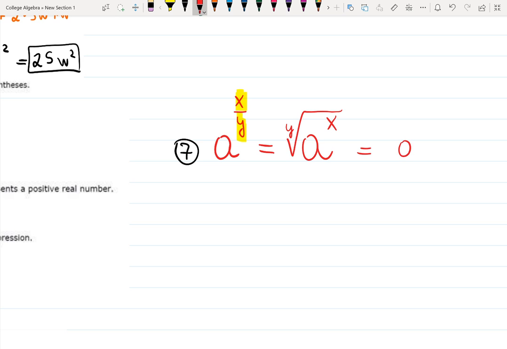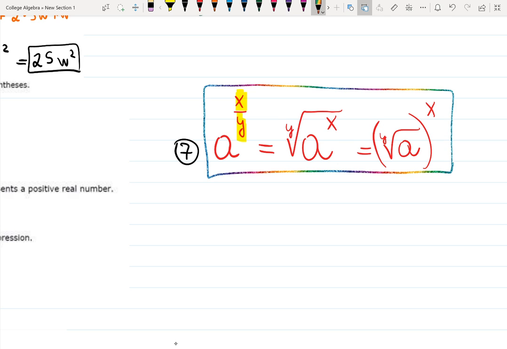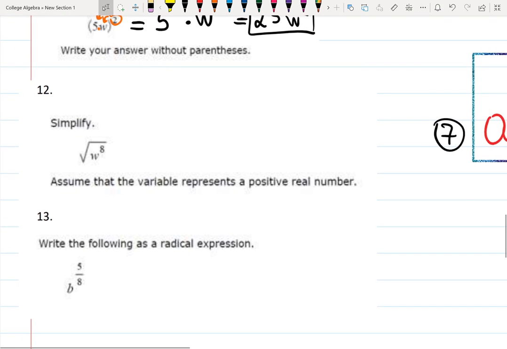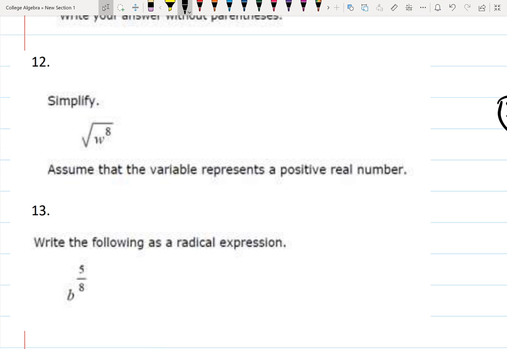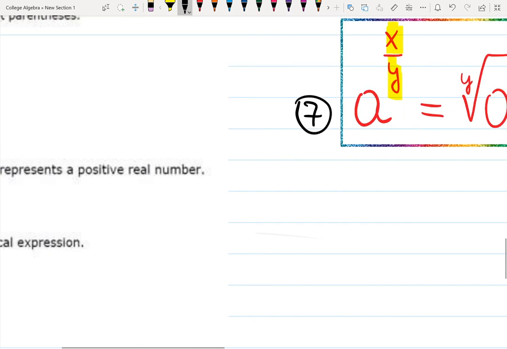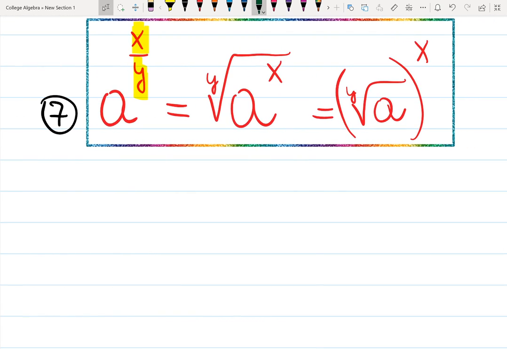You can also rewrite it as a root with y, and then everything raised to the x. That's the same thing, and now it's very visual that x indeed is at the top, and y is kind of at the bottom. So that's how I remember it. Let's see what it means in these kinds of examples. W raised to the 8, and there's a square root. So let me add the example here.